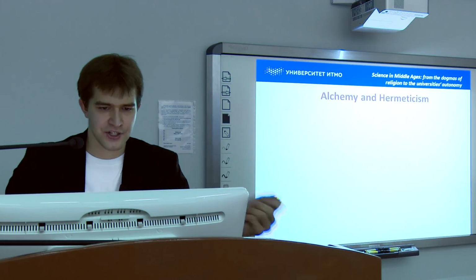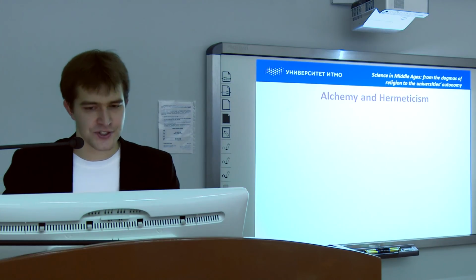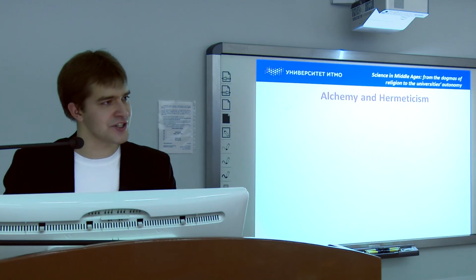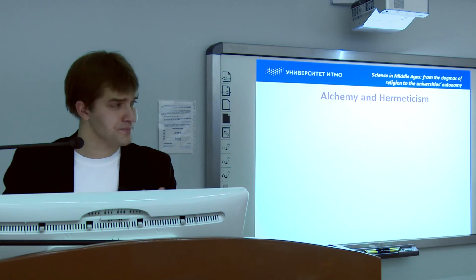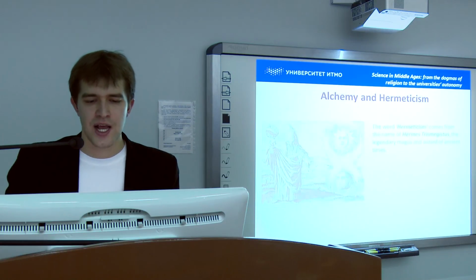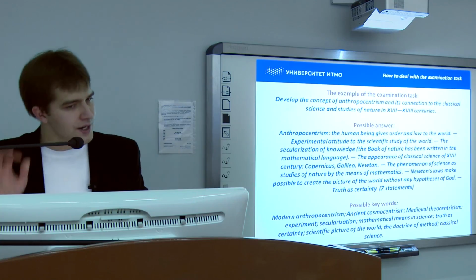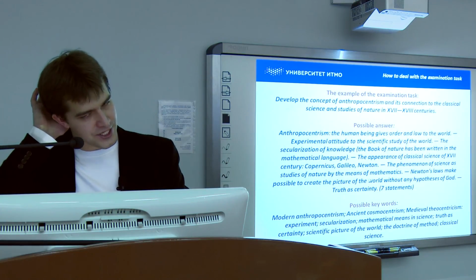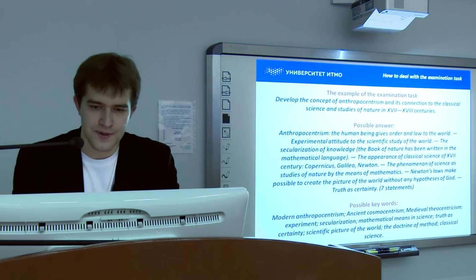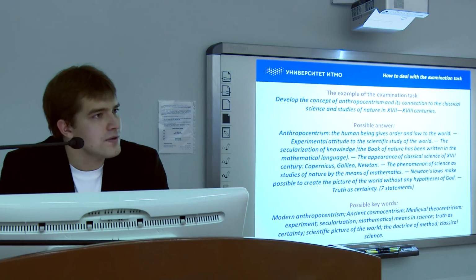So this is actually the last slide I'm going to show you, but not this time, the next time, because this is just the bridge from the medieval period of scientific development to the Renaissance. So let us just pass it, if you don't mind. And here I have the example of the examination task, and probably this is something beyond our agenda, so the lecture is finished.